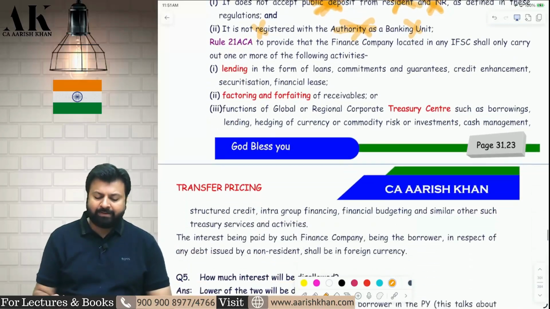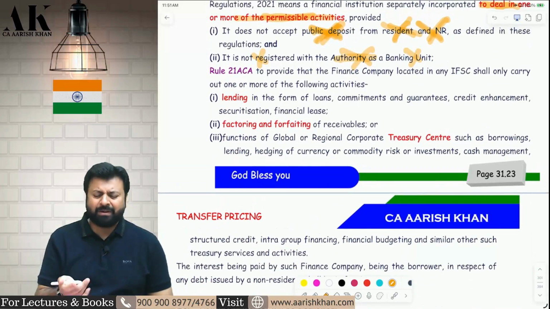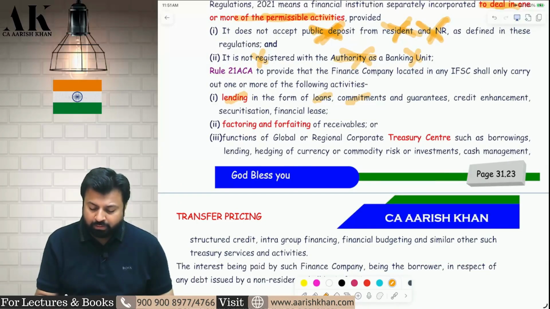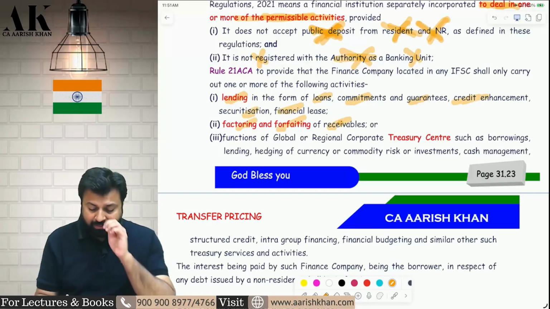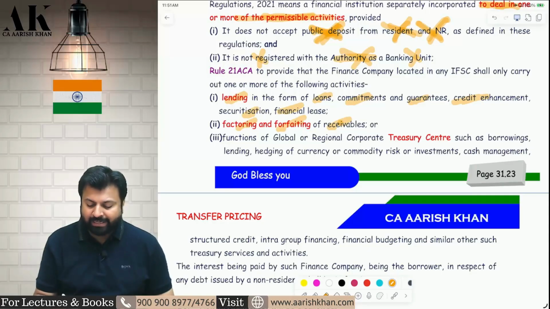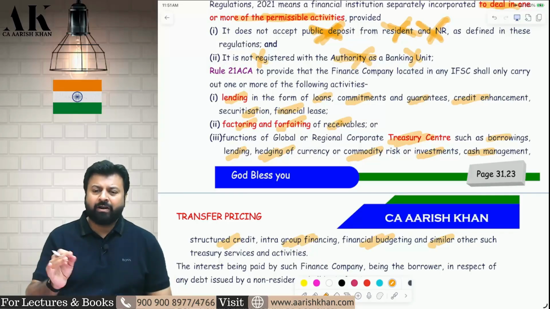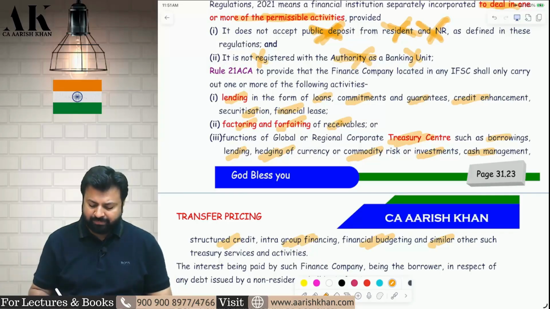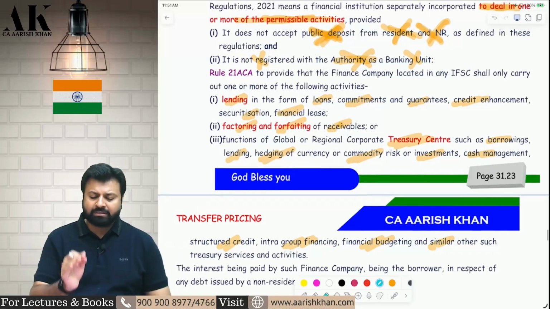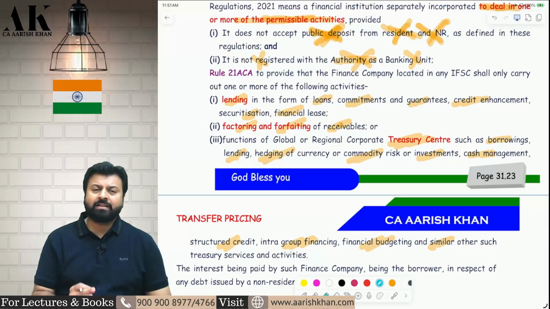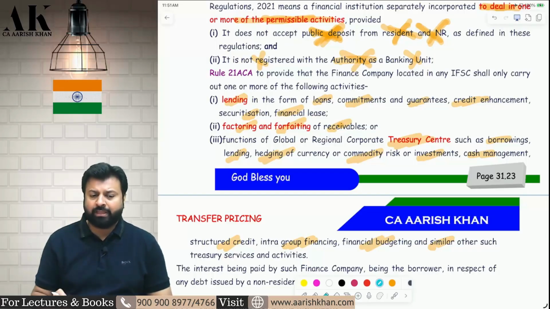What are the permissible activities they enter into? They enter into normal permissible activities like lending in the form of loan, commitment, guarantee, credit enhancement, securitization, finance lease, factoring and forfeiting of receivables, functions of global and regional corporate treasury centers such as borrowing, lending, hedging of currency and commodity risk, investment, cash management, structured credit, intra-group financing, financing budget, and similar other activities. These are the points covered in one or more permissible activities. If they are engaged in any permissible activity, they will be called a finance company. And if they are a finance company, the provisions of 94B are not applicable on them.